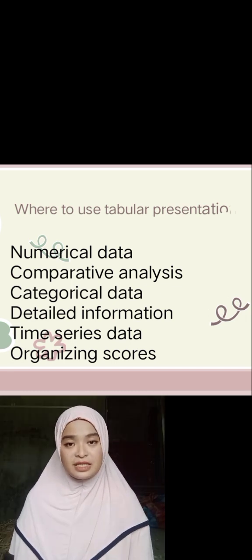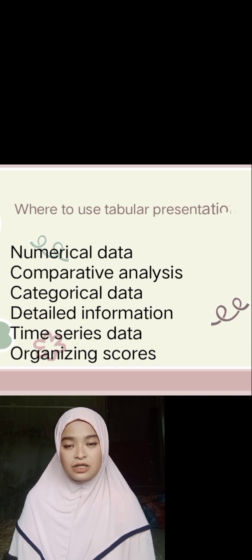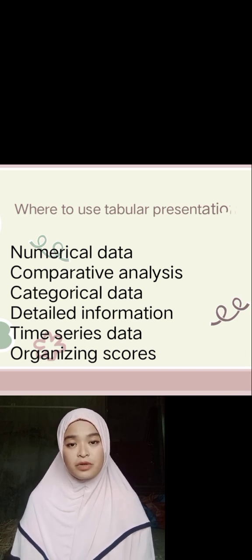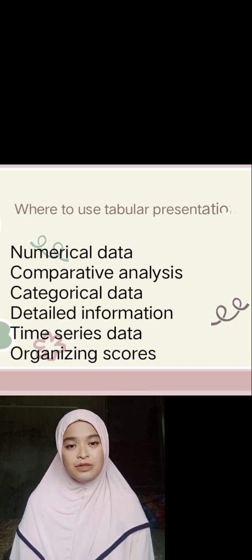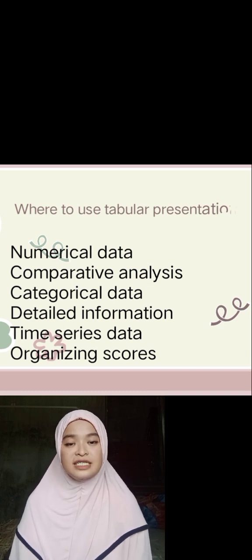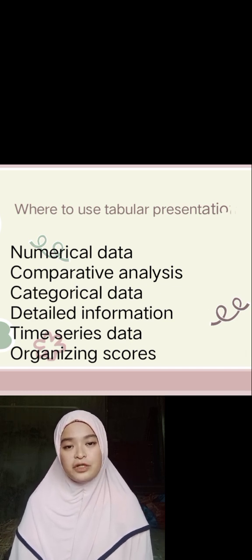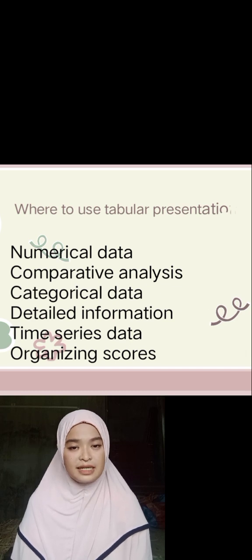Next, you can use it for categorical data. It is ideal for presenting categorical data such as demographic information. Each row in the table can represent a distinct category, making it efficient for organizing and conveying information about different groups or classes.